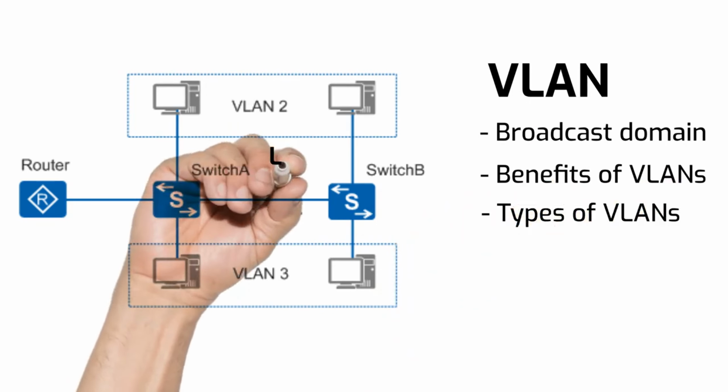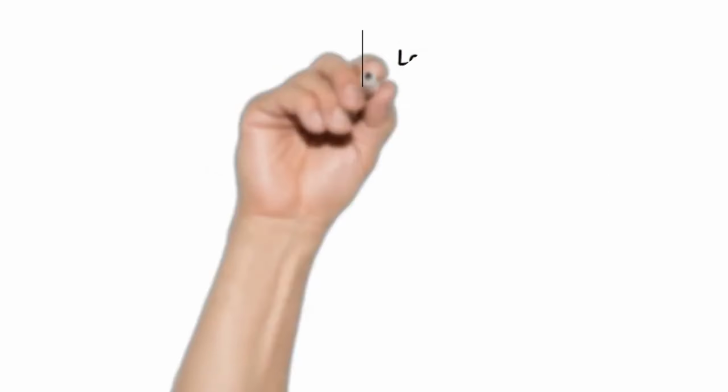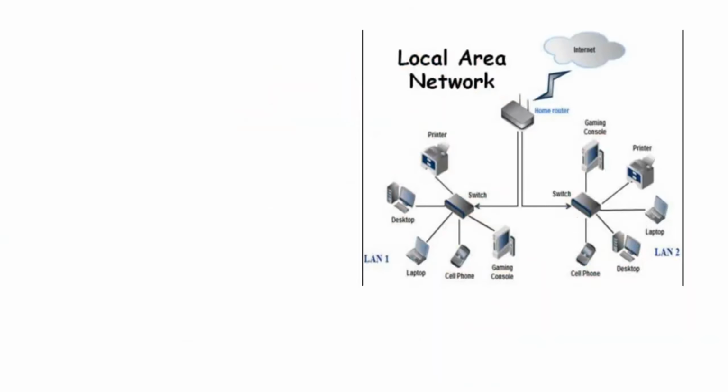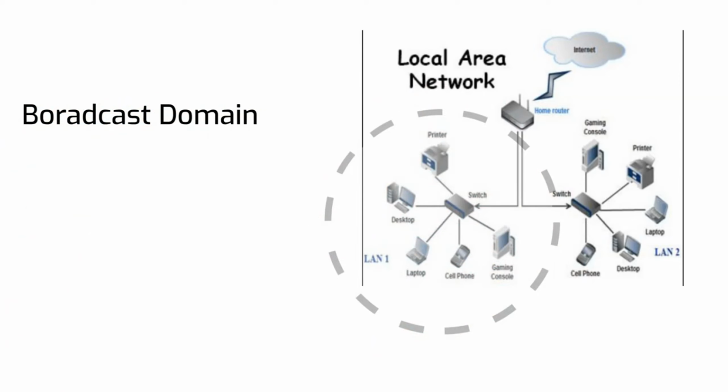As you know, a local area network is a collection of different devices, and all those devices are in the same broadcast domain. The term broadcast domain is used to describe a group of devices on a specific network segment that can reach each other with Ethernet broadcast. By default, all the interfaces in the switch are in the same broadcast domain.